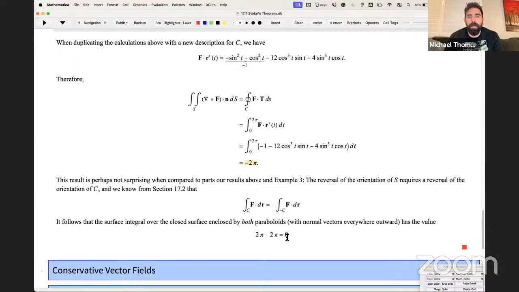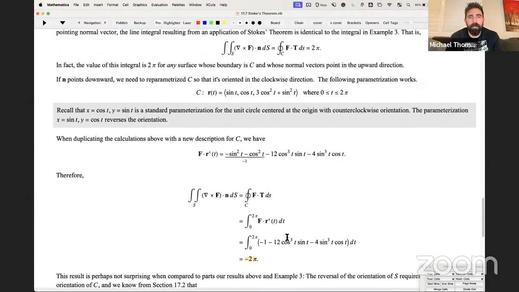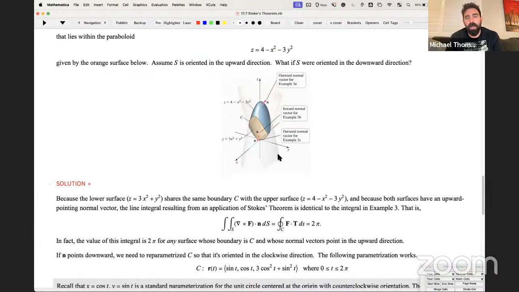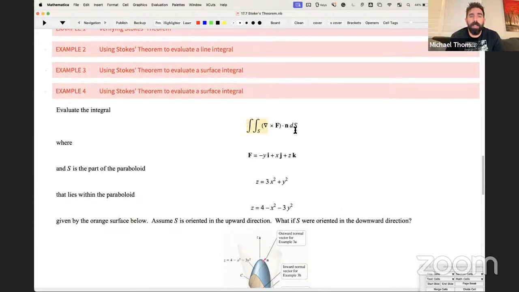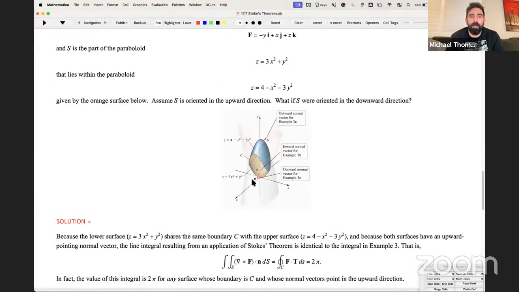All right. By the way, we've been talking about open surfaces. What about closed surfaces? What if I wanted to find the surface integral on this entire surface, the blue and the orange surface? Let's say this was one big surface. What would the result be there? What would the accumulation of all the curls be?